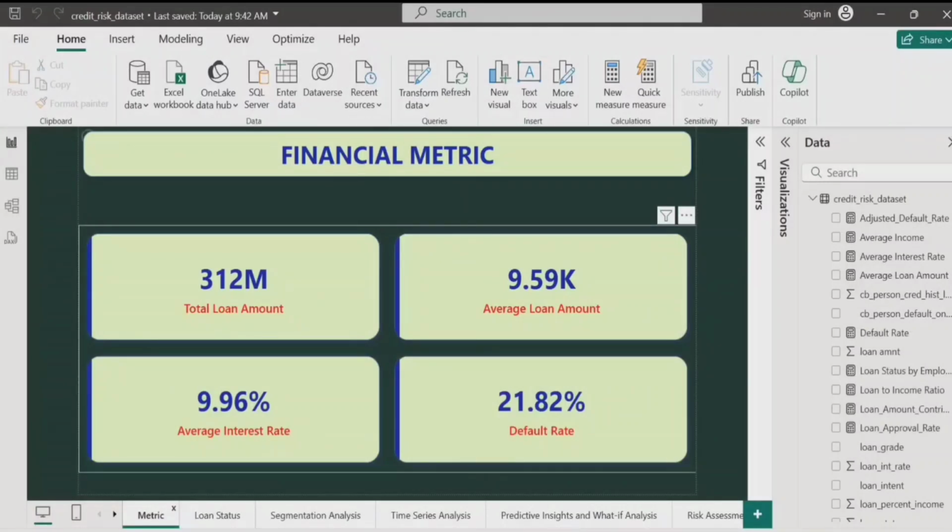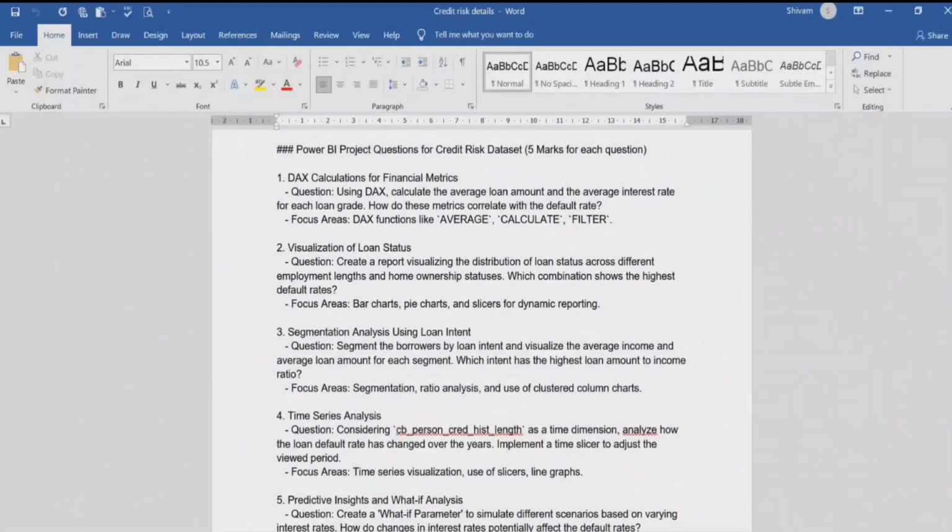That means 1 out of every 5 person is defaulting their loan. Higher interest rate could be the reason or maybe other factors. We will see in our presentation next. Next question is visualization of loan status across different employment length and home ownership status.